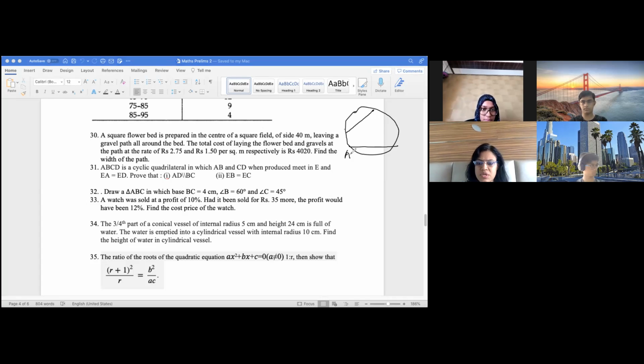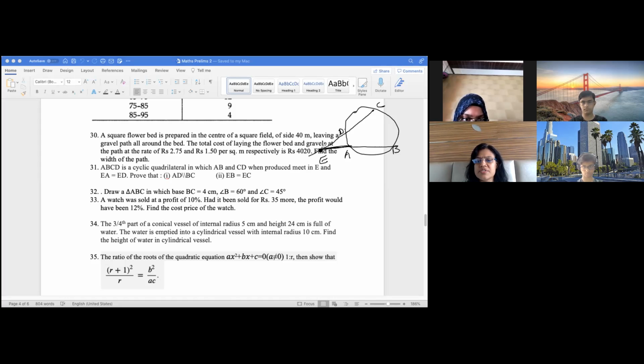So this is AB. This is CD. AB and CD को ऐसा produce किया to meet at this point E. E point पे meet कर लिया, okay? To meet at E, what is written? When produced meet in E, EA is equal to ED.